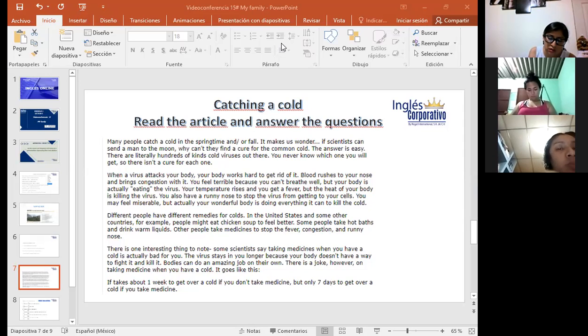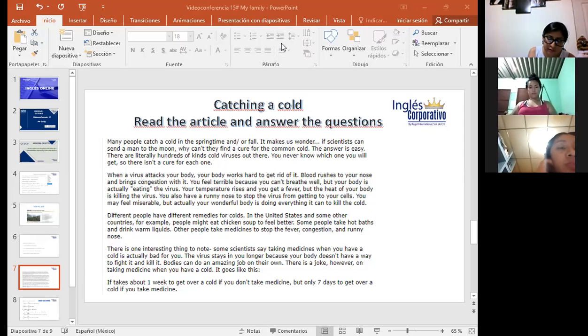When a virus attacks, your body works hard to get rid of it. Blood rushes to your nose and brings congestion, with which you feel terrible because you can't breathe well, but your body is actually fighting the virus. Your temperature rises and you get a fever, but the heat of your body is killing the virus. You also have a runny nose to stop the virus from getting to your cells. You may feel miserable, but actually your wonderful body is doing everything it can to kill the cold.